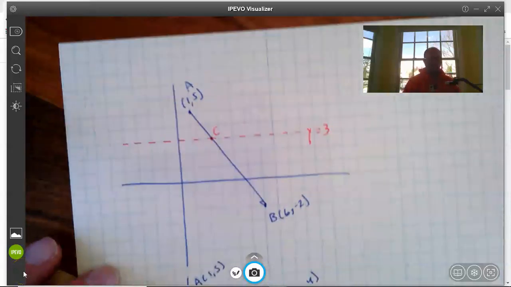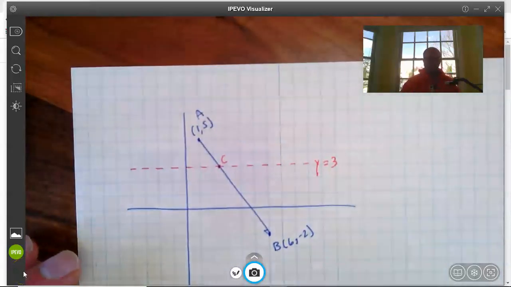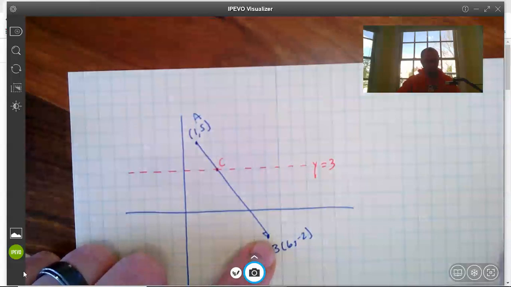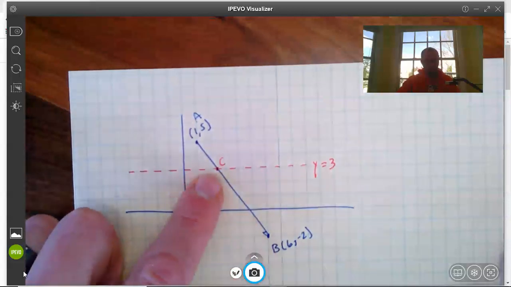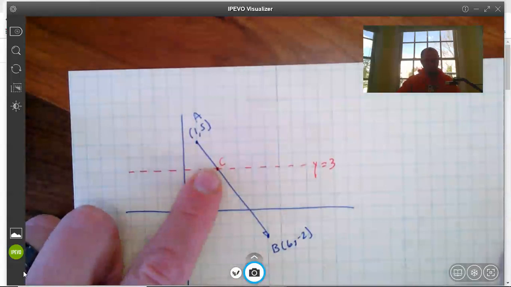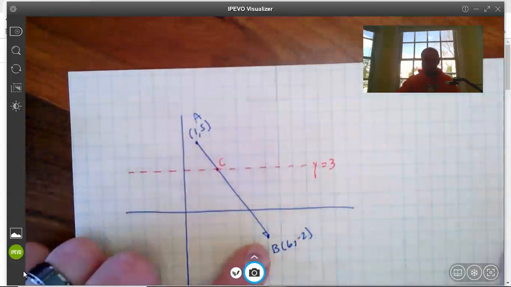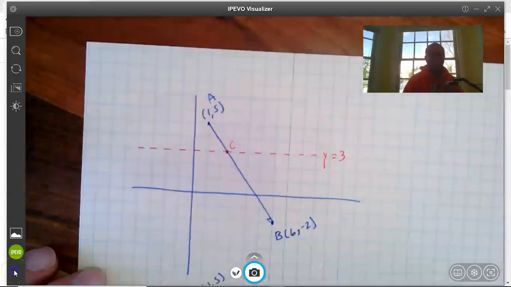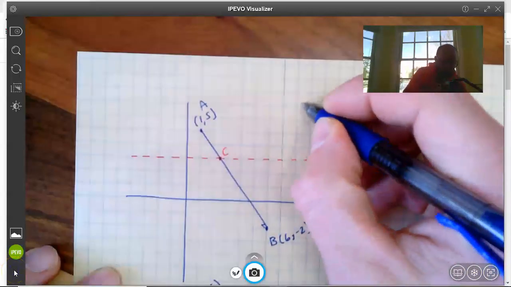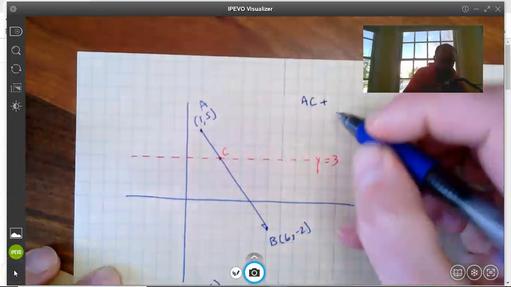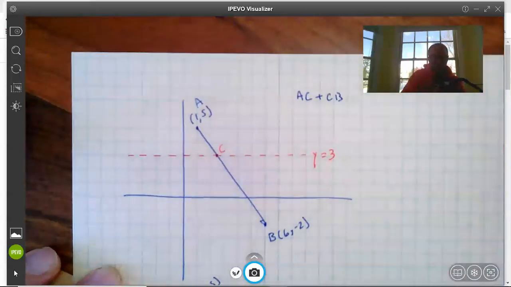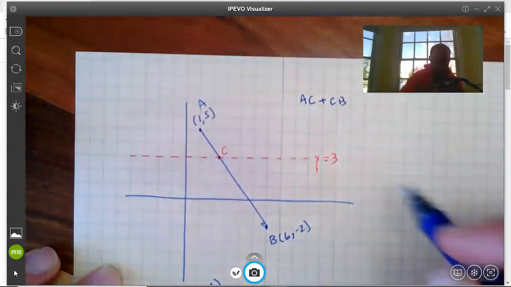Okay, this is kind of a classic problem that we have actually already looked at, but maybe we didn't realize it at the time. If I have a point A and a point B, where do we find point C so that the journey from A to C plus the journey from C to B is as short as possible? The way we'd write that, by the way, is that AC, the distance from A to C, plus CB is as small as possible, right?